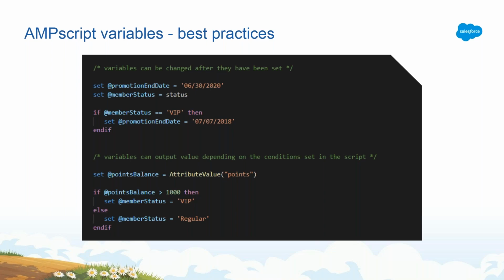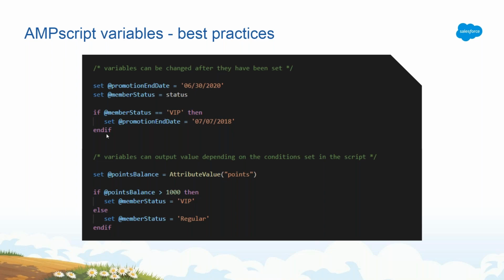Yes, so variables can be changed after they have been set. So here in this example, we are setting the promotion end date to the 30th of June. And then inside of this conditional statement for members whose status is VIP, we are extending the date by adding 7 more days. So for anyone who's not a VIP, this value will be used. But if the code finds someone who's a VIP, then they will see a different promotion end date.